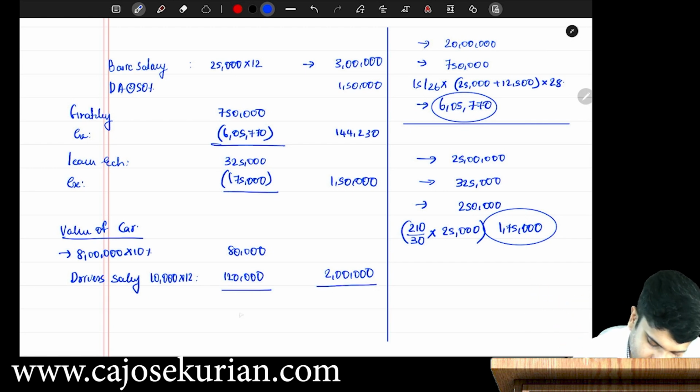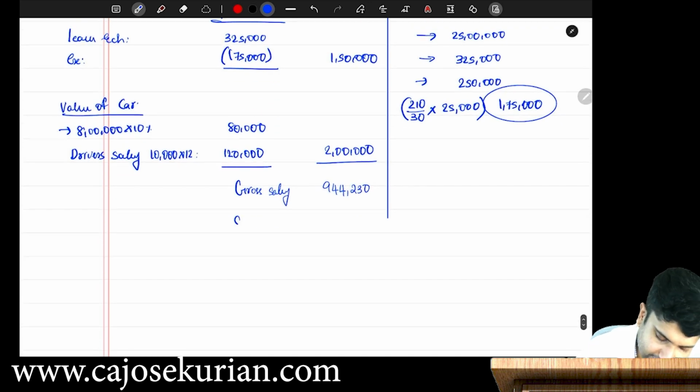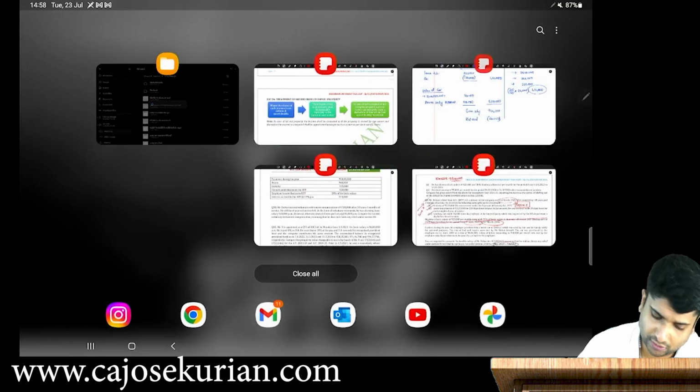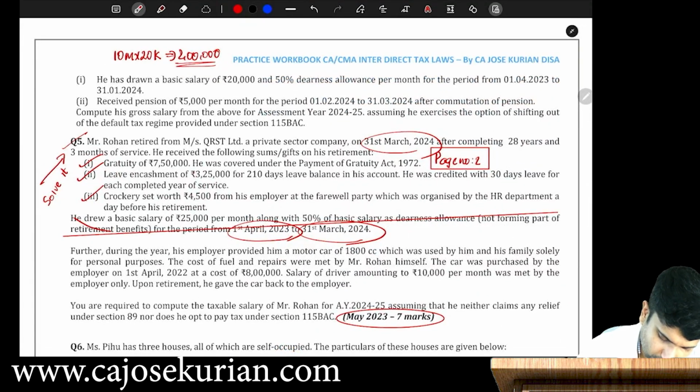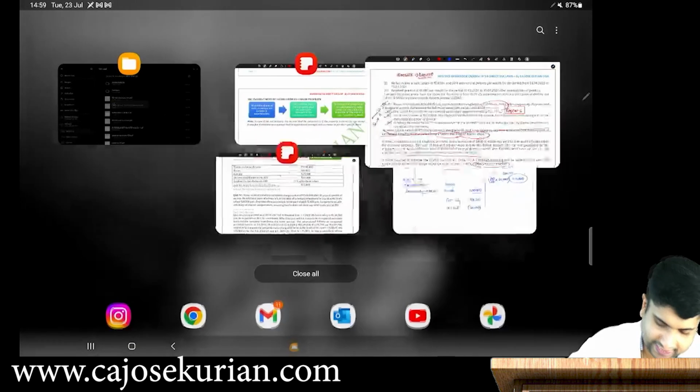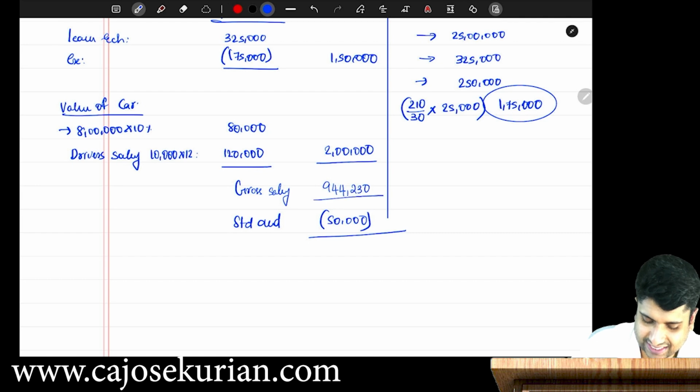So can you help me with the gross salary? Only this much, okay. Gross salary, can you tell me the gross salary? 9 lakh? 44,000? 230. From that you can deduct the standard deduction. How much is the standard deduction? Transfer of motor vehicle, why? Return back means what? He has given it back. Yes. So can you help me with the taxable income? 894.